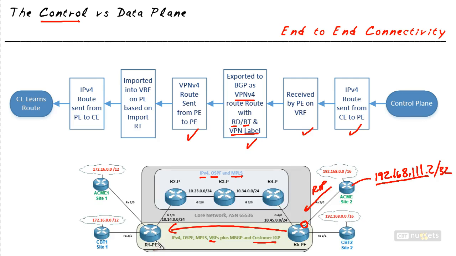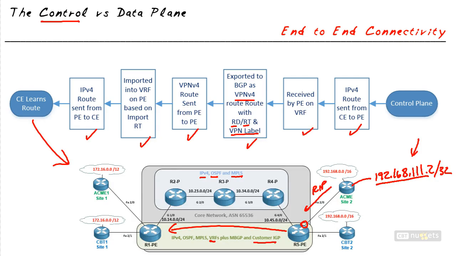If R1 does have the VPN v4 route, its job, based on matching the route targets, is to import that route into the VRF on R1. And if that works successfully, we should be able to see in the VRF for Acme on R1 this network. And if we did our redistribution correctly, it should be advertised up to Acme Site 1, and it then should be in their routing table. So that's the control plane.